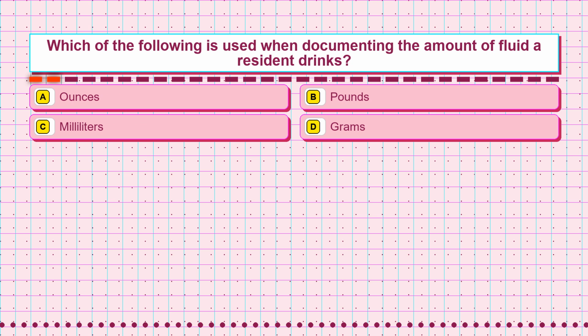Question 36. Which of the following is used when documenting the amount of fluid a resident drinks? Option A, ounces. Option B, pounds. Option C, milliliters. Option D, grams.